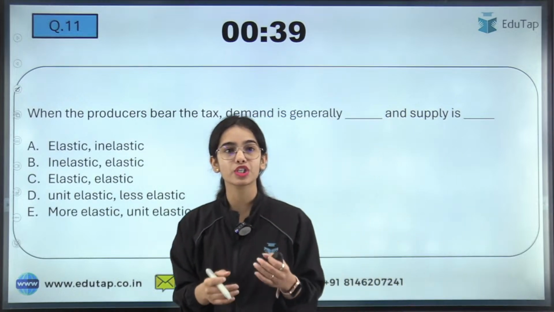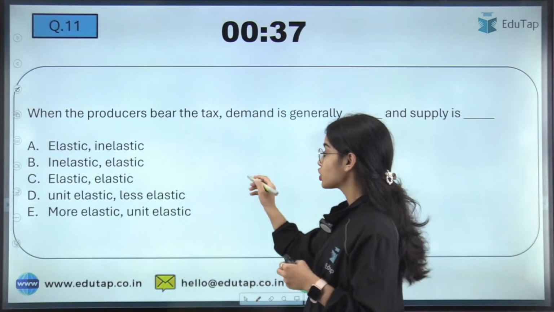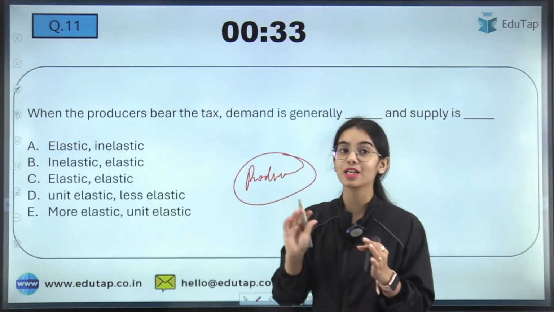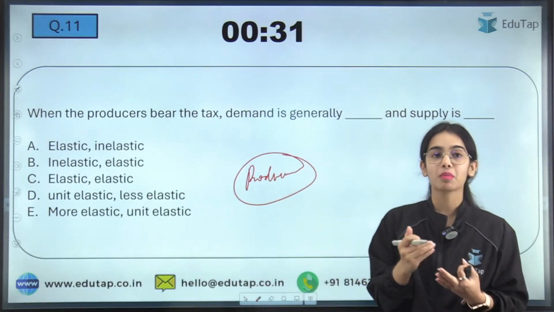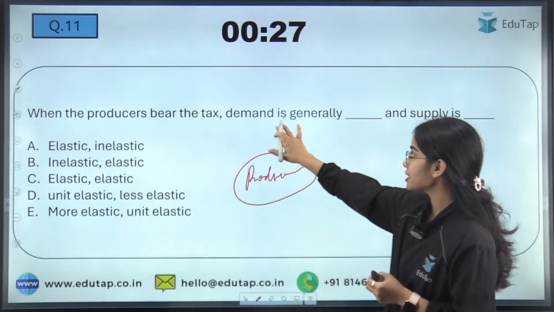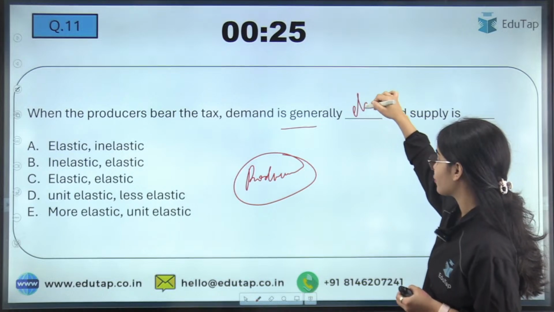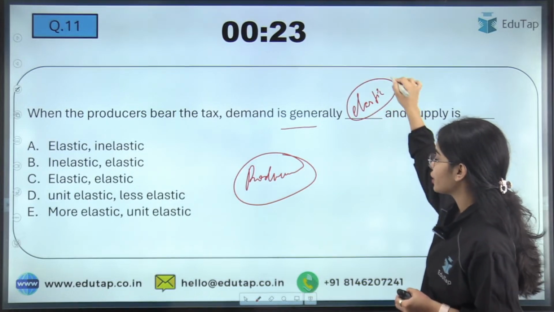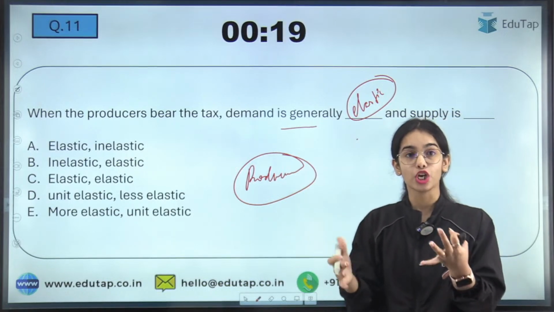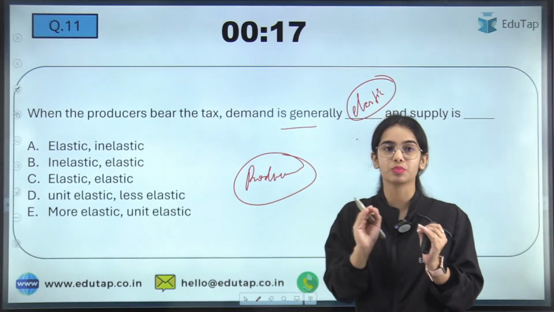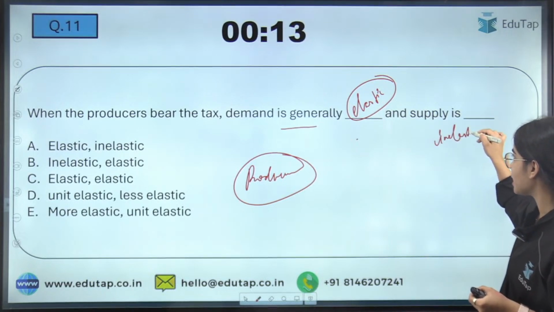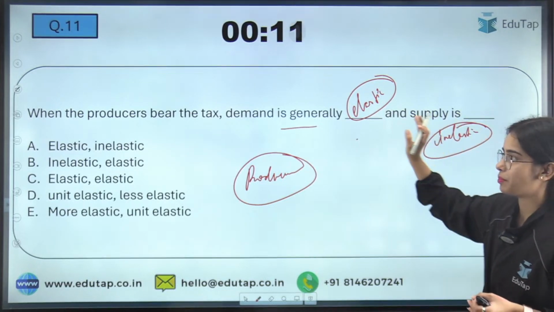Now coming to the next question, when the producers bear the tax. So producers have to bear the tax. Producers will bear the tax in what situation? When the demand is generally what and the supply is generally what? So when the demand is elastic, when the demand can easily change with the increase in price, in this situation the producers bear the tax, and the supply is inelastic. The supply is inelastic or less elastic as compared to demand.